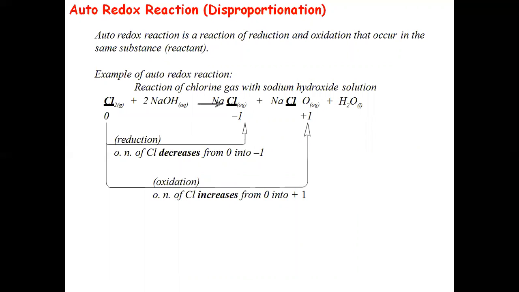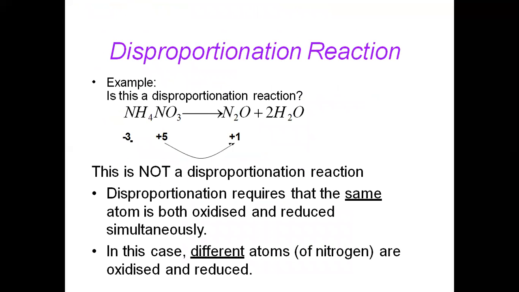The auto redox reaction is a reaction of reduction and oxidation that occurs in the same substance, meaning the reactants. For example, the reaction of chlorine gas with sodium hydroxide solution, meaning Cl2 reacts with NaOH, sodium hydroxide, to form NaCl plus NaClO plus H2O. In one, the oxidation number of chlorine decreases from 0 to -1, and in the other the oxidation number increases from 0 to +1. So one reduction is there, and in one oxidation is there. There's another example of disproportionation.